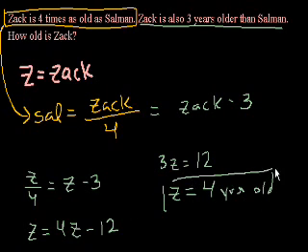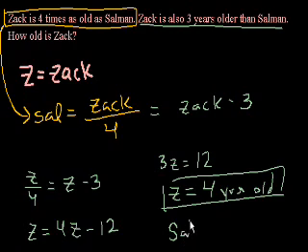Let's see if that makes sense. If Zach is 4 years old, then this first sentence says Zach is 4 times as old as Salman. So that means Sal is 1 year old. And it also says Zach is 3 years older than Salman. Well, that's consistent. 4 is 3 more than 1. So we were right. Zach is exactly 4 years old. Hope that helps.